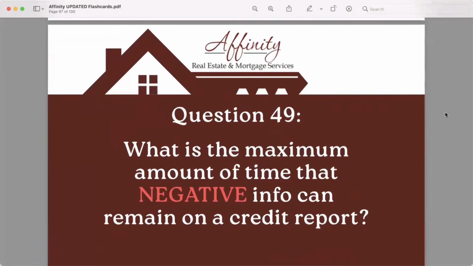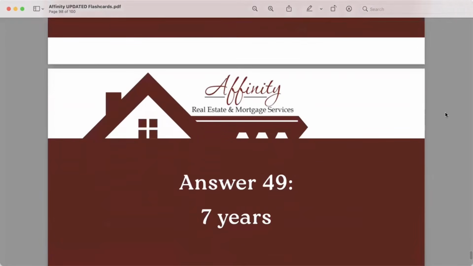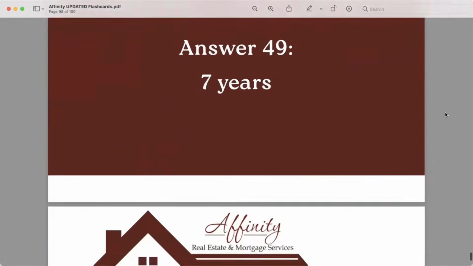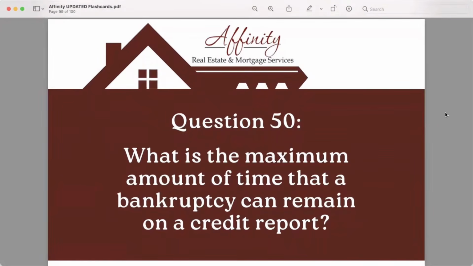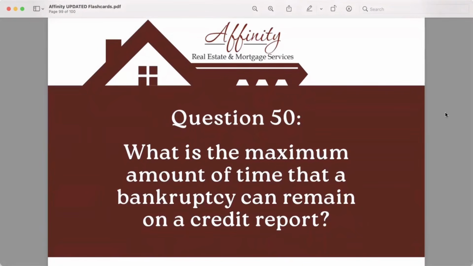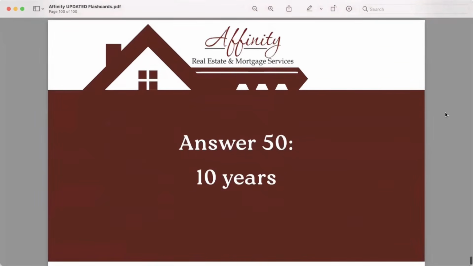Question number 49. What is the maximum amount of time that negative info can remain on a credit report? The answer is 7 years. Question number 50. What is the maximum amount of time that a bankruptcy can remain on a credit report? The answer is 10 years.